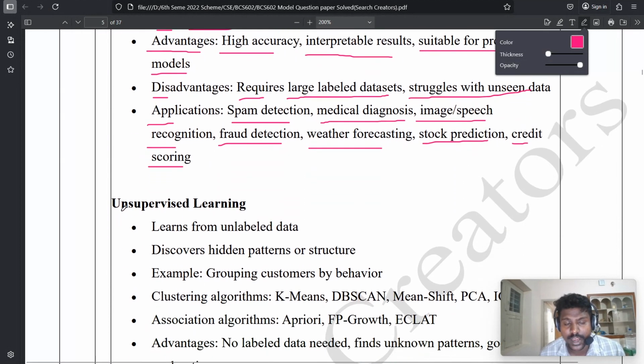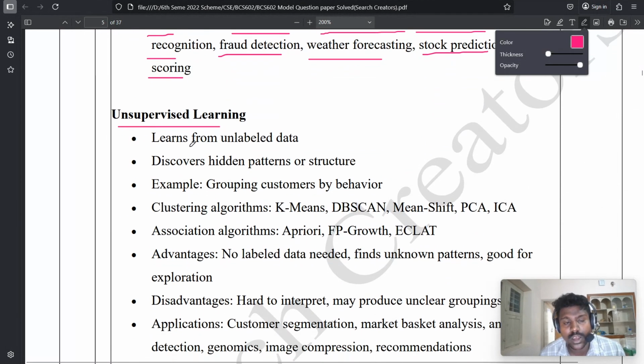Next, the second machine learning type is unsupervised learning. It also learns from unlabeled data. Supervised machine learning learns from labeled data, while unsupervised learning learns from unlabeled data. Be careful, you can write down the differences.